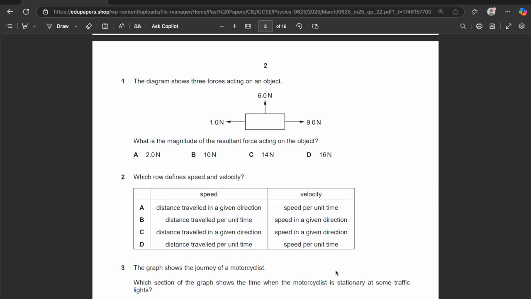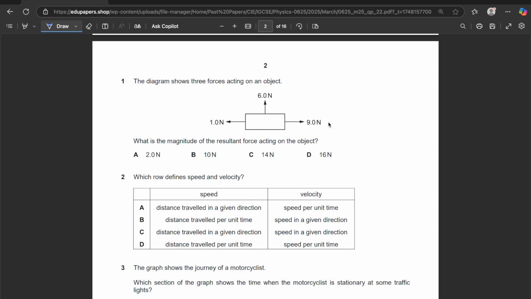So number 1. The diagram shows three forces acting on an object. What is the magnitude of the resultant force acting on the object? So right now we can use the triangle method in here. And resultant force, we see like three different forces in different directions.